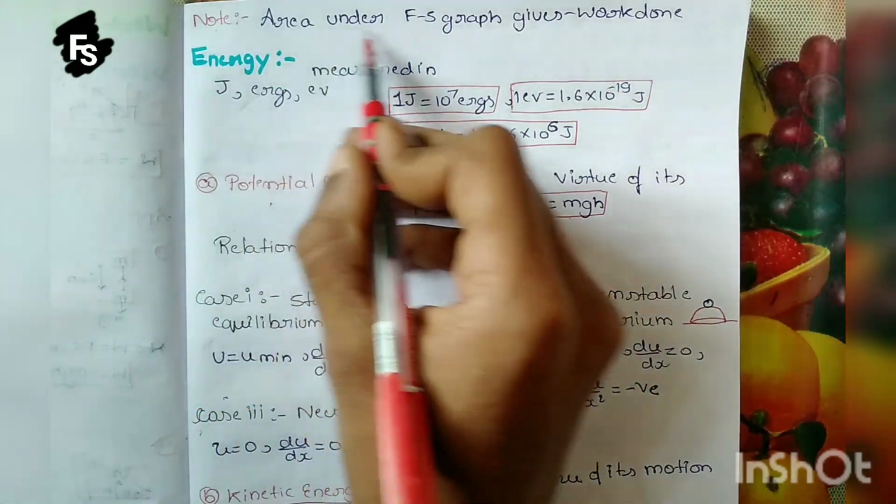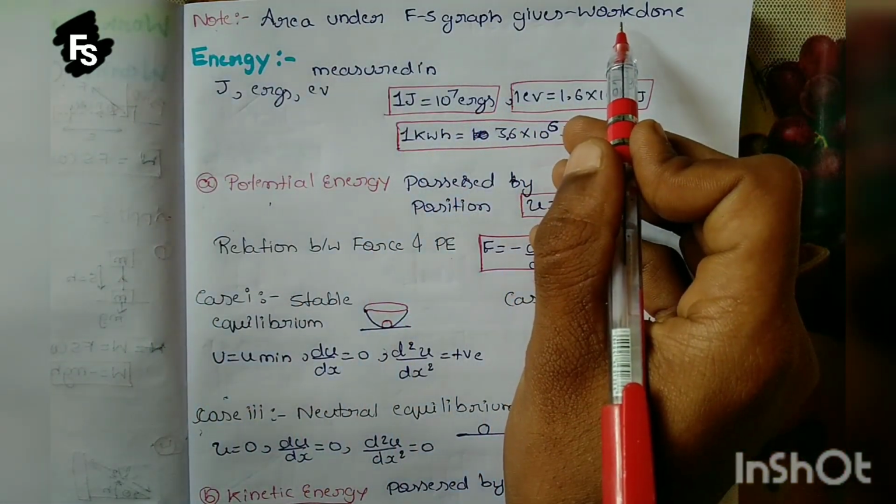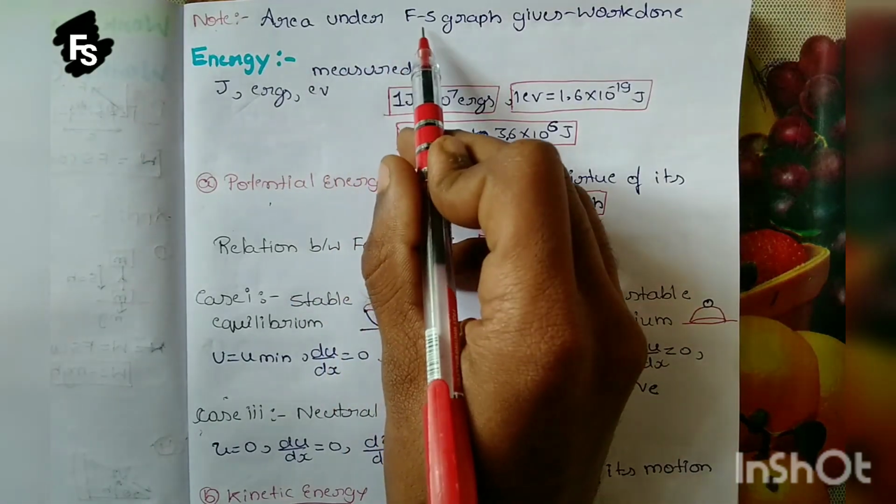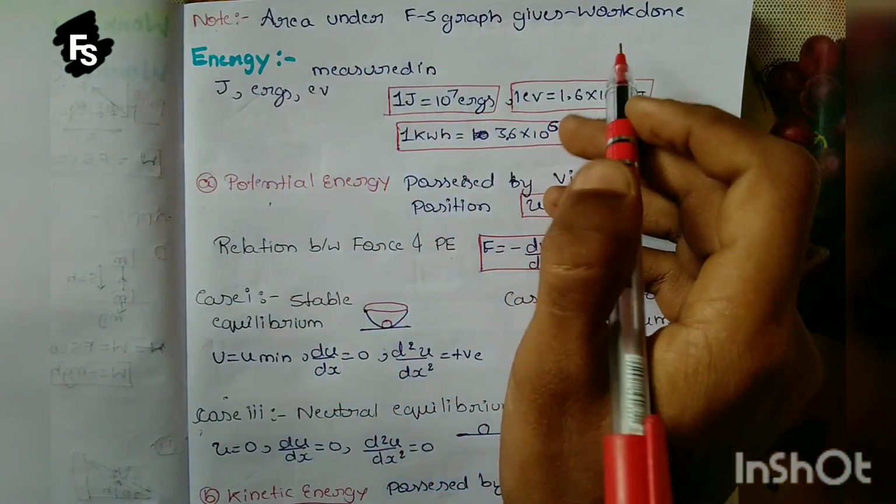Next, note point. Area under the F-s graph gives work done. Remember this point, this is very important. Area under the force into displacement graph gives work done.